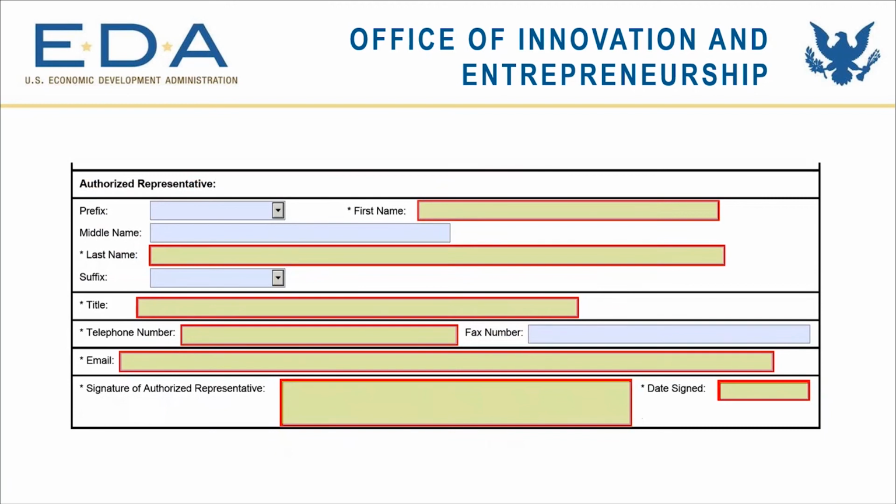Your final task of this form is to name an authorized representative and sign it. This section applies to the individual contact information, not the organization. The authorized representative should be a signatory authority for the applicant organization and is someone who is authorized to make institutional decisions. Make sure they sign, and congratulations, you're now done with the SF 424 form.